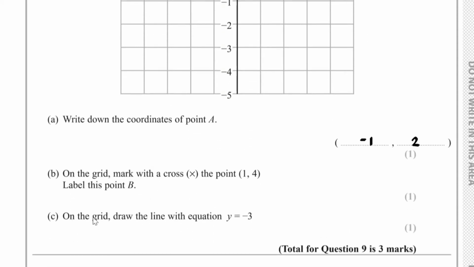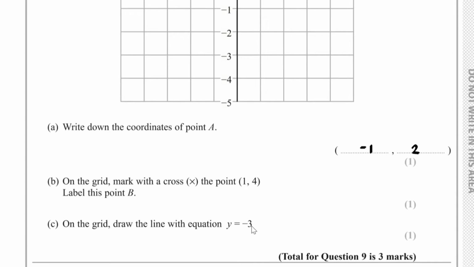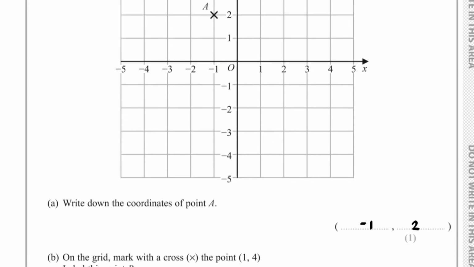For part C, on the grid we have to draw the line with the equation y equals -3. That is a horizontal line. You can see each y coordinate on this line is -3. So we have y equals -3.